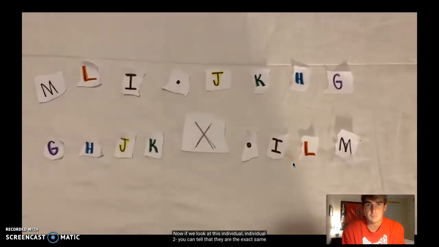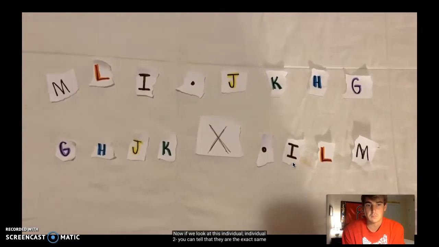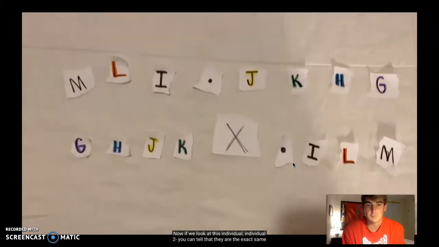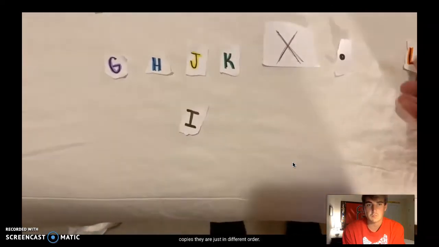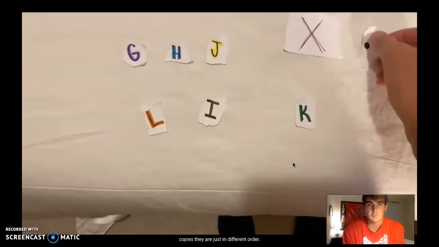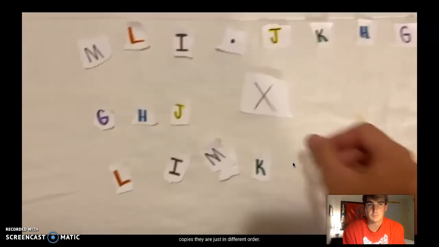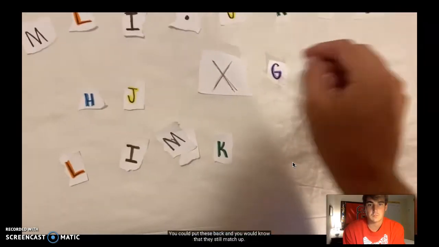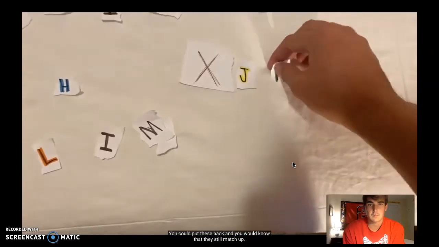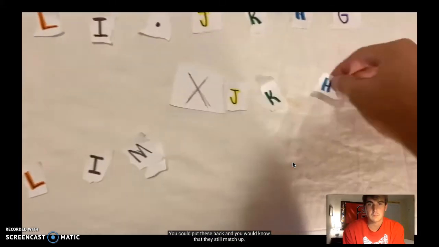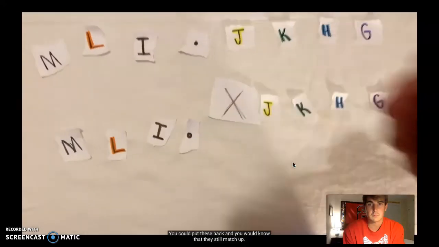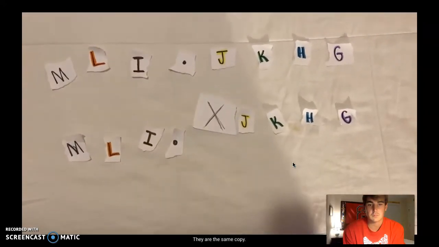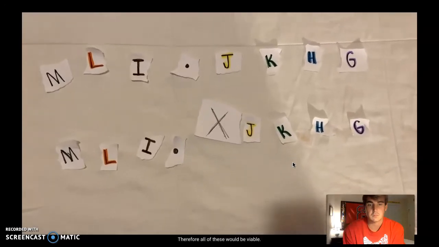Now if we look at individual 2, you can tell that these are the exact same copies. They are just in a different order. You could put these back and you would know that they still match up. They're the same copy. Therefore, all of these would be viable.